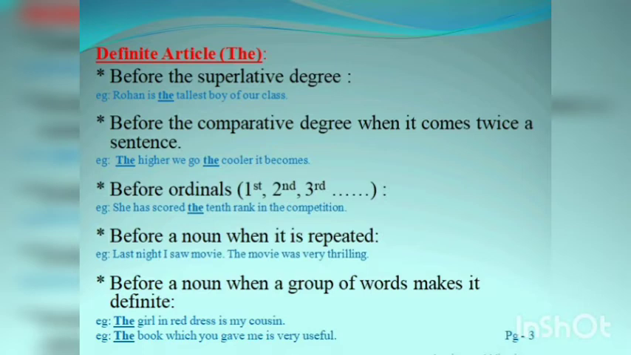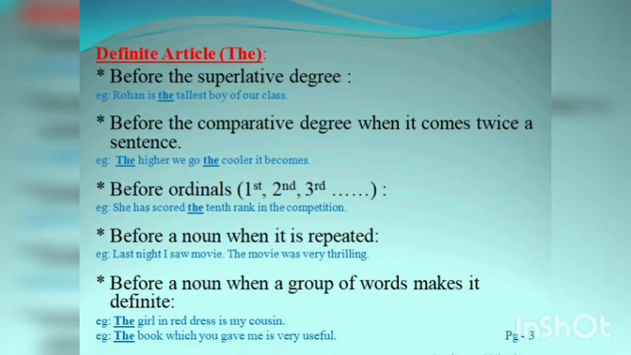Here the word movie has come in this sentence for the first time, so we have used 'a' here. Last night I saw a movie. Next sentence, the movie was very thrilling. Here the word movie has been repeated, so we have used 'the' here.